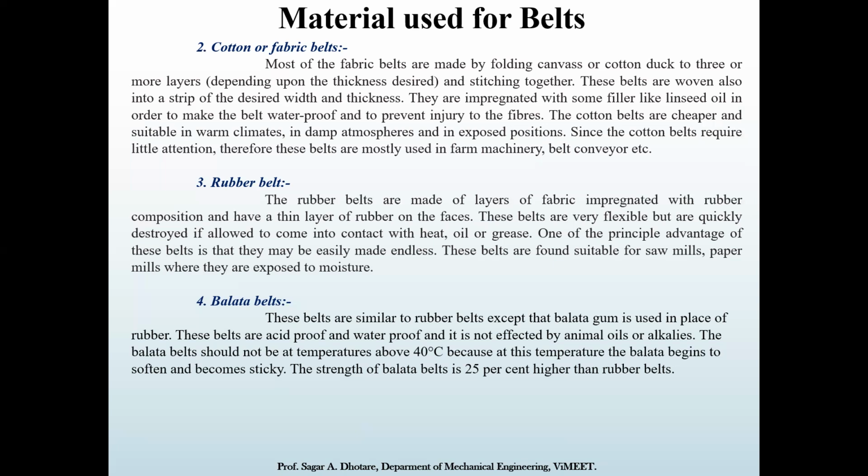Exposed to moisture means that dirt and moisture are much more present in a sawmill and a paper mill. But other factors, for example heat, oil and grease, are parameters which these belts cannot tolerate. Thus, they are not used in applications involving a heating process.